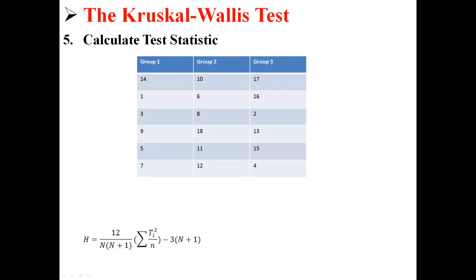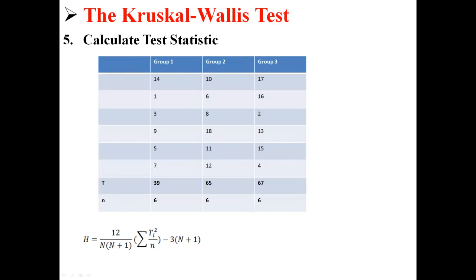So now we can calculate our test statistic. Our test statistic, we're going to call it H, but just basically think of it as a chi-square value. And here we have our equation for calculating that. It's this kind of complicated 12 divided by N times N plus 1, times all of the sums squared divided by n, minus 3 times N plus 1. That sounds kind of confusing, but I'll show you right now how we actually get those numbers.